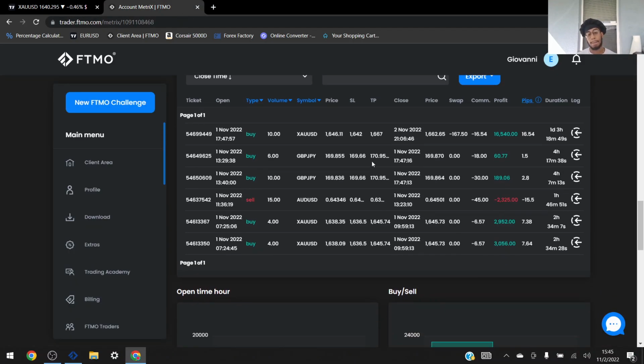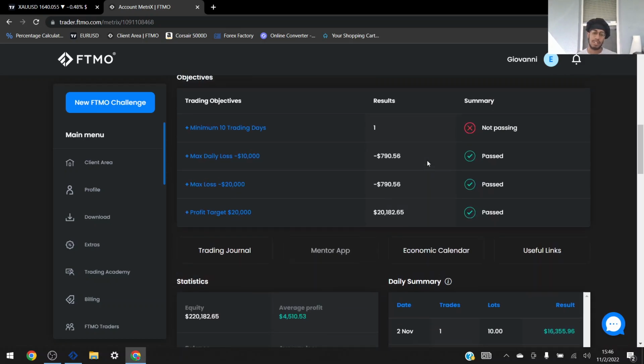Those are all the trades I took. I would say four trades. So it was gold, AU, GJ, and gold again. But six entries, and really passed in like 2 days.